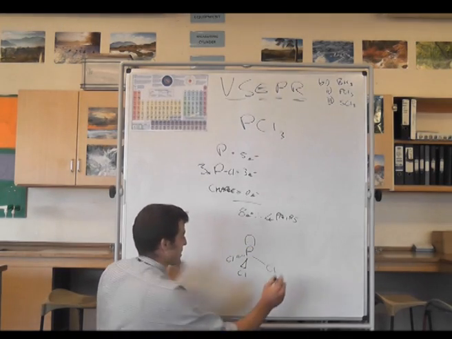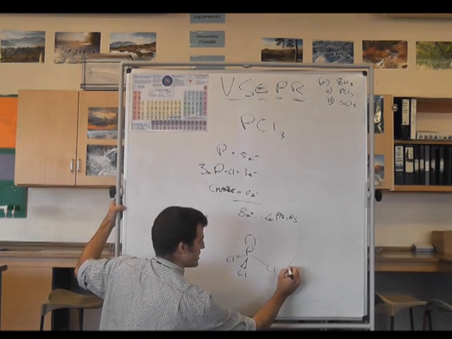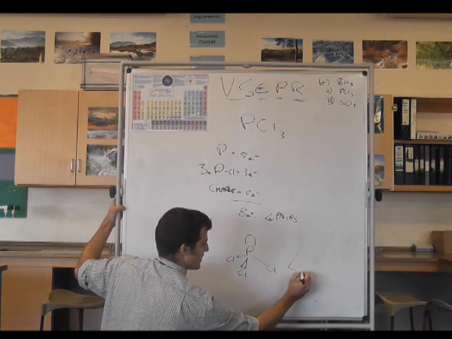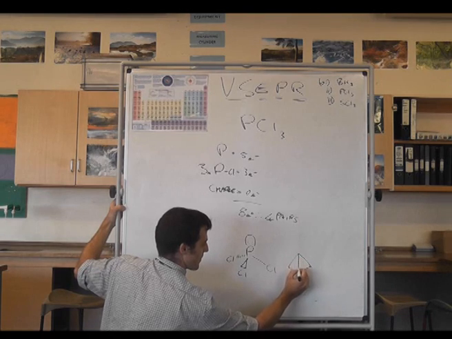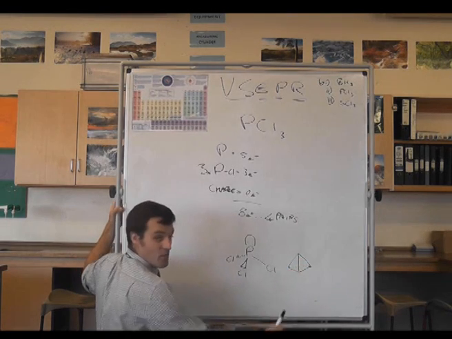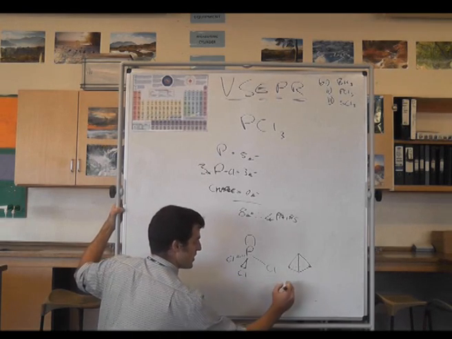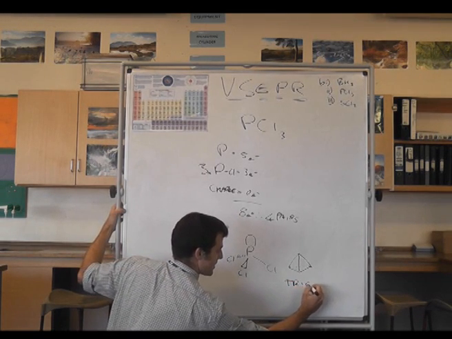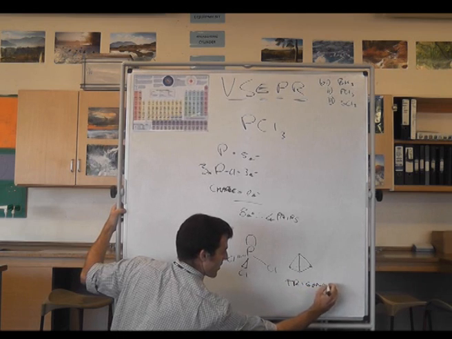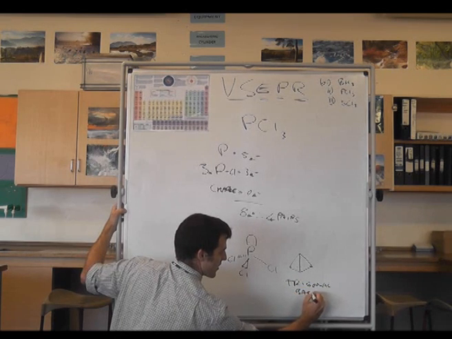If I draw it like a little 3D shape, just linking up the atoms, it's kind of like a pyramid, and it's a trigonal based. It's got a triangle at the bottom, so we call it a trigonal based pyramid.